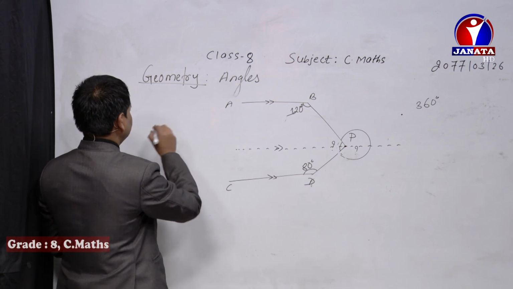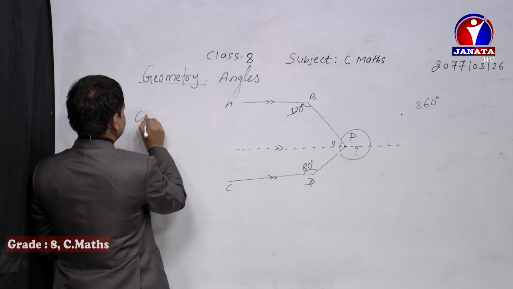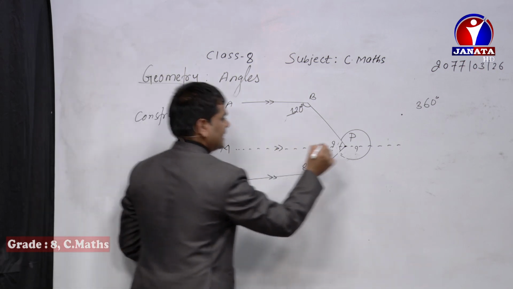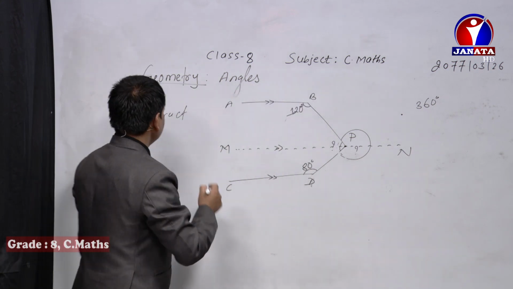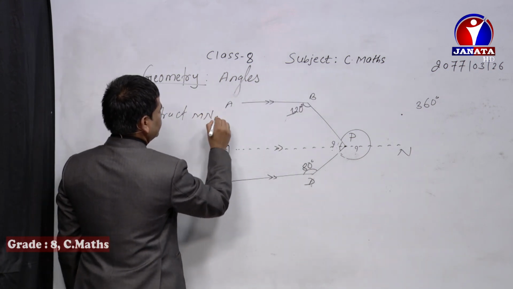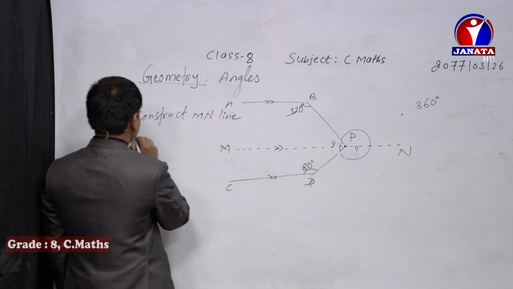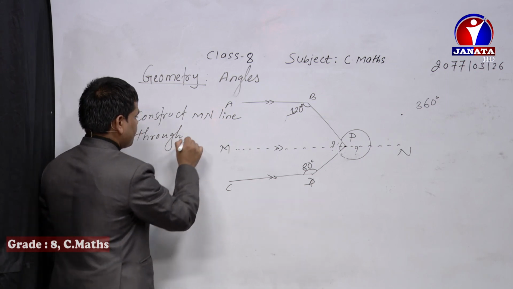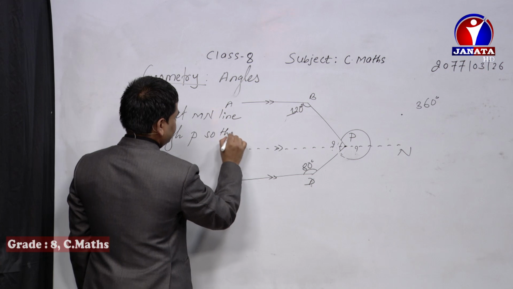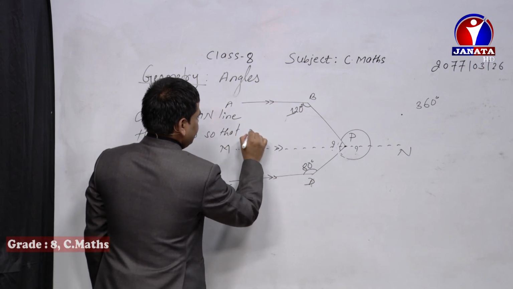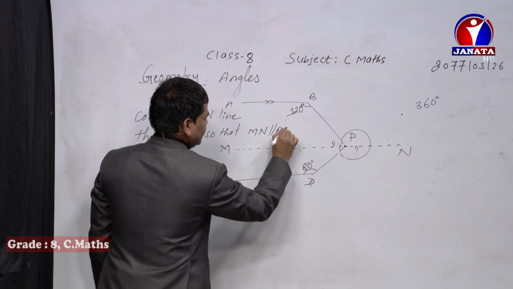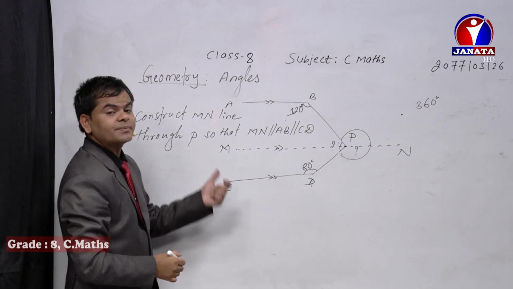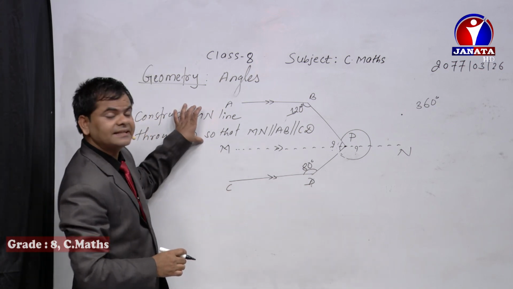So first of all, what you have to do is construct, you need to write construct. For example, the name of this line is MN. Now construct MN line through P, so that MN becomes parallel to AB as well as parallel to CD. This is the main thing to be written by us. We must clarify this sentence.